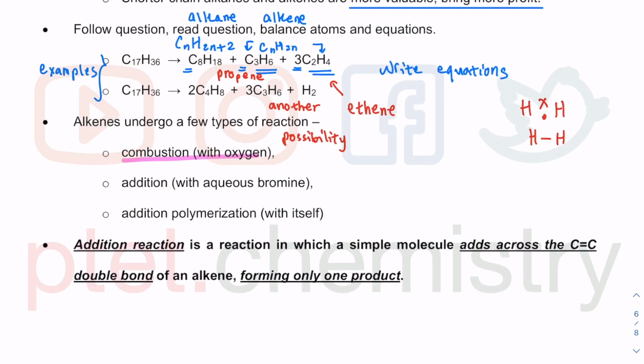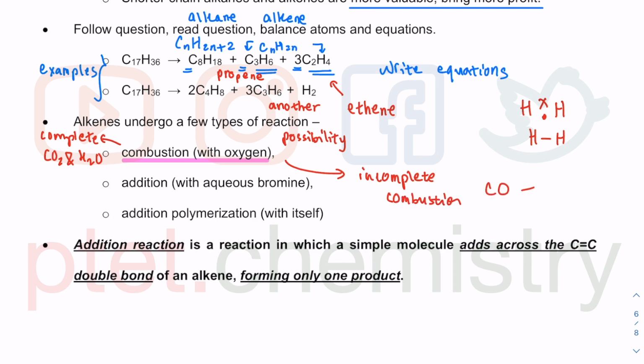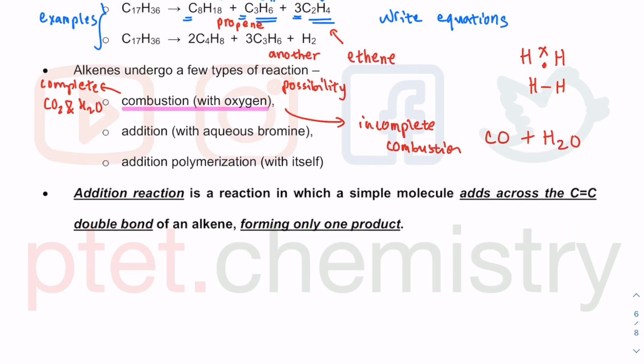Alkenes can also undergo combustion. You can have complete combustion, which will give you CO2 and also H2O. You could also get incomplete combustion, which will give you carbon monoxide and also water. So carbon monoxide is toxic. Carbon dioxide is a greenhouse gas that can cause global warming. Do not get confused between the two.